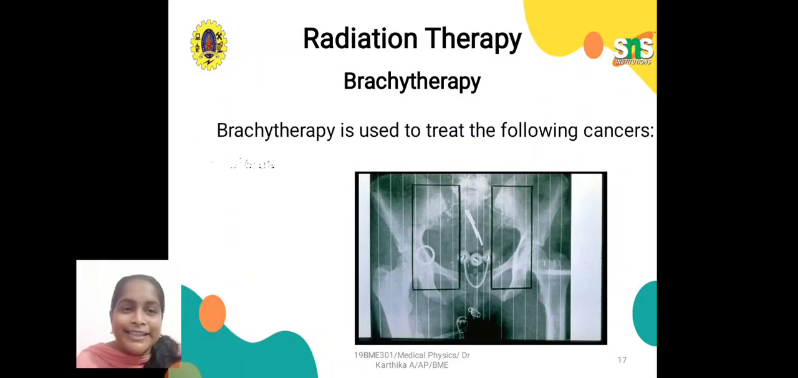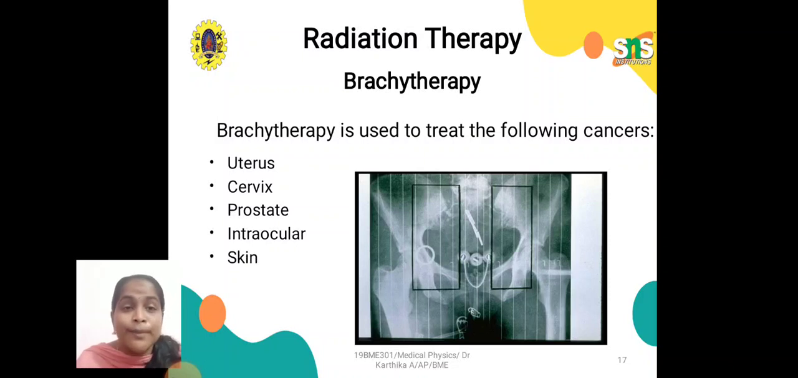Okay, see this one here. Brachytherapy is used to treat the following cancers: uterus, cervix, prostate, intraocular, and skin, also thyroid and bone.